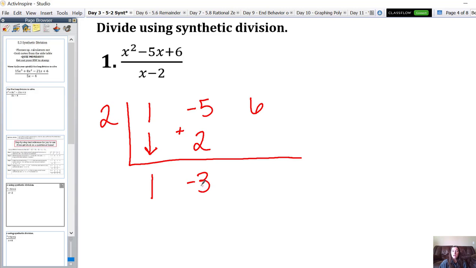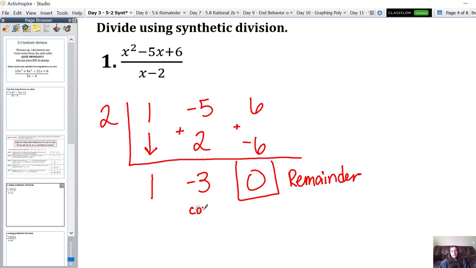Now we brought another number down, so we're going to multiply that by that 2. 2 times -3 is -6. And once again, we add 6 plus -6 is 0. This last number at the very end, that's always our remainder, no matter what it is. In this case, the remainder is 0. Then the next number, that's our constant.